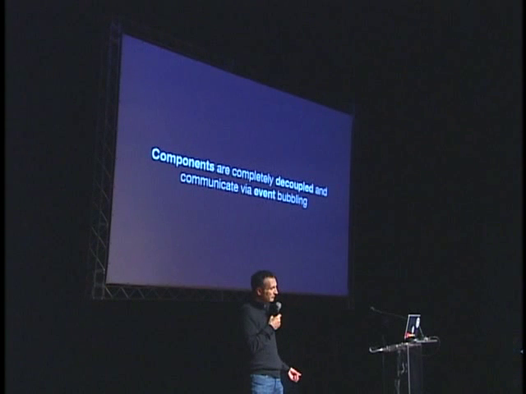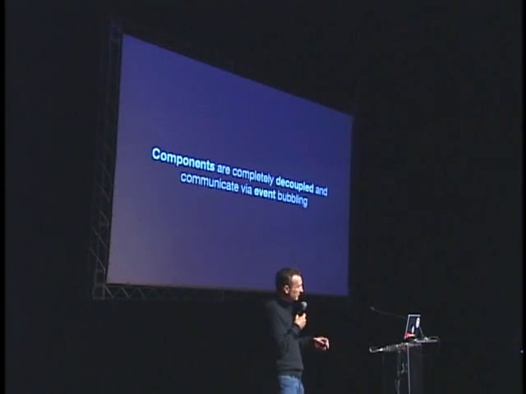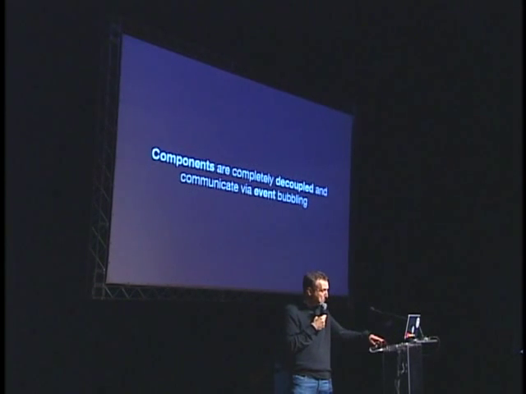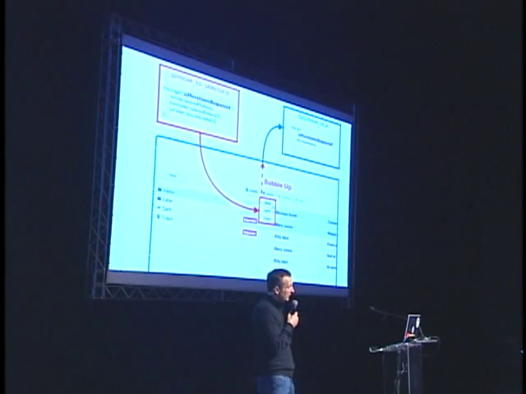Even if you wanted to reference another component, you can't, because when we instantiate component instances, we don't track them. There's no global tracking. So when an action happens in a component, you trigger an event. You've no idea who's going to be listening to the event. You've no idea who you're talking to. So it communicates via event bubbling.